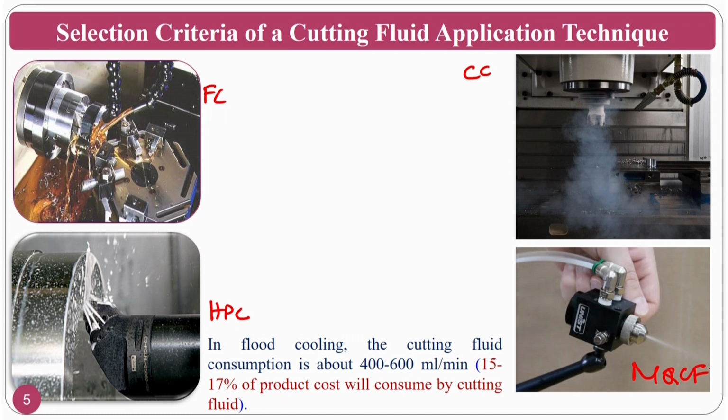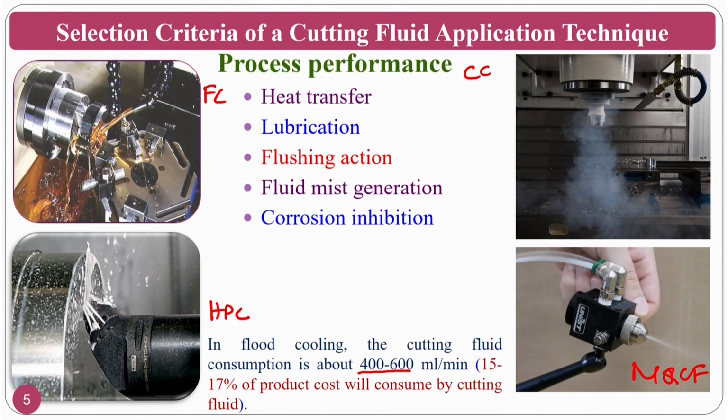So basically we go for MQCF because normal flood cooling is 400 to 600, that means on average it will be 500 ml per minute. In those circumstances, a lot of emissions will take place. Consumption of cutting fluid is also 15 to 17% of the product cost. So normally we have to minimize the cutting fluid, but maximize the performance. For that purpose, we have seen the heat transfer performance factors: heat transfer, lubrication, flushing action, mist generation, corrosion inhibition.